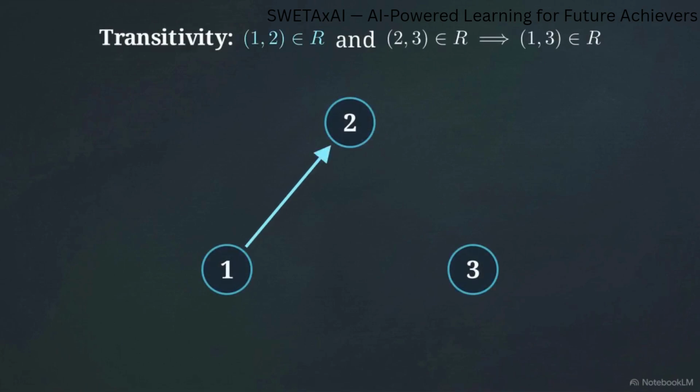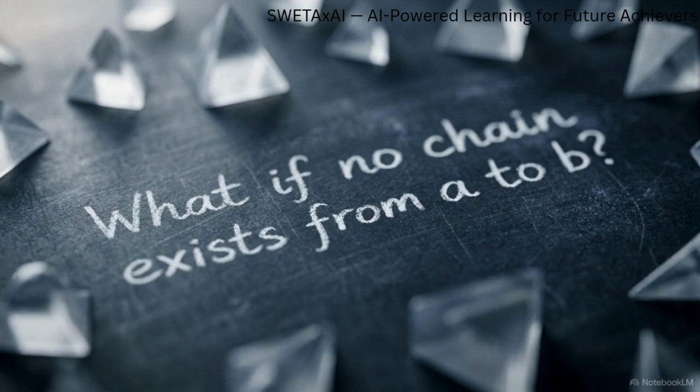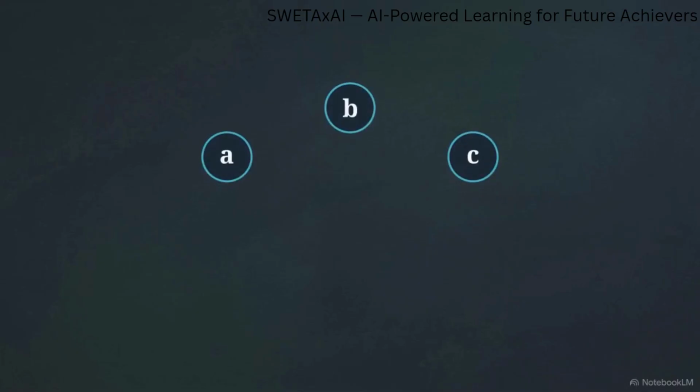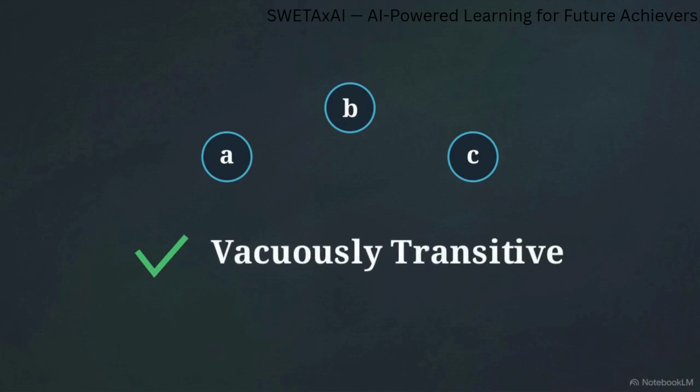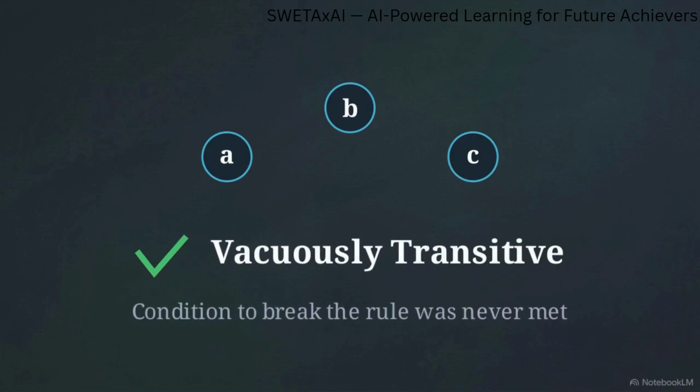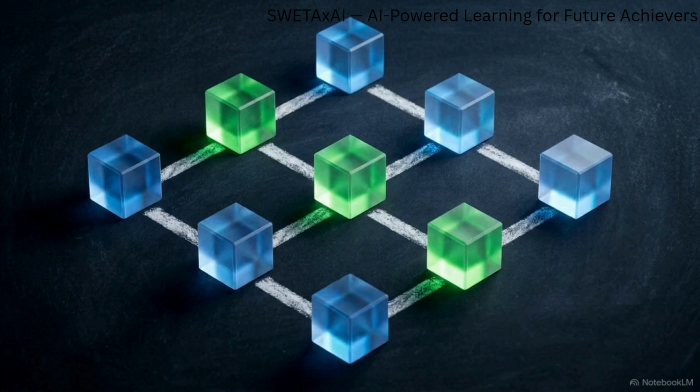We have a path from node 1 to node 2, and a continuing path from 2 to 3. To remain transitive, these sequential links force a direct route straight from node 1 to node 3. The property only breaks if that first sequence exists, but the direct bridge completing the triangle is missing. A frequent exam edge case tests what happens if the initial chain from A to B and B to C never forms. In that scenario, the relation is still considered vacuously transitive because the condition to break the rule was never met. Reflexivity, symmetry, and transitivity represent three distinct geometric constraints placed on the Cartesian space to create order.